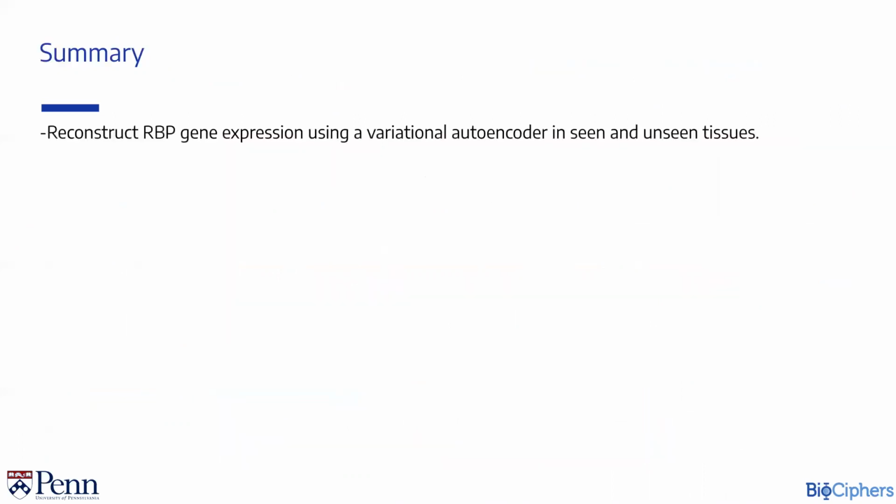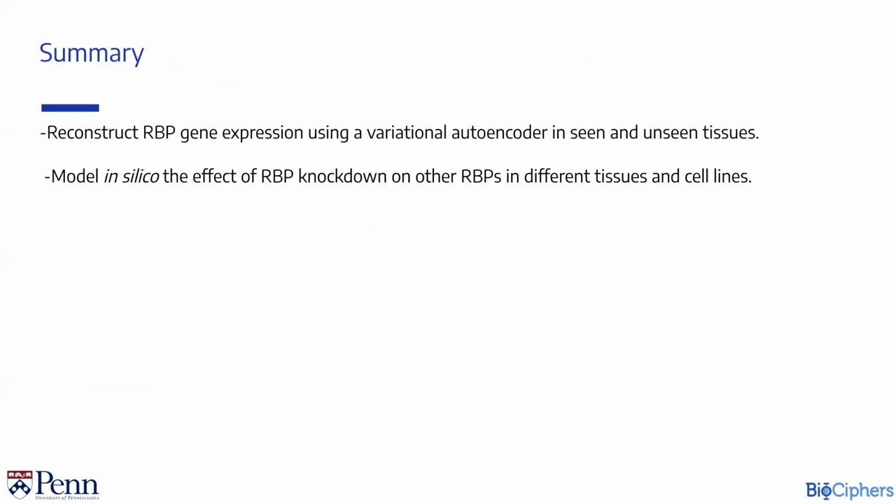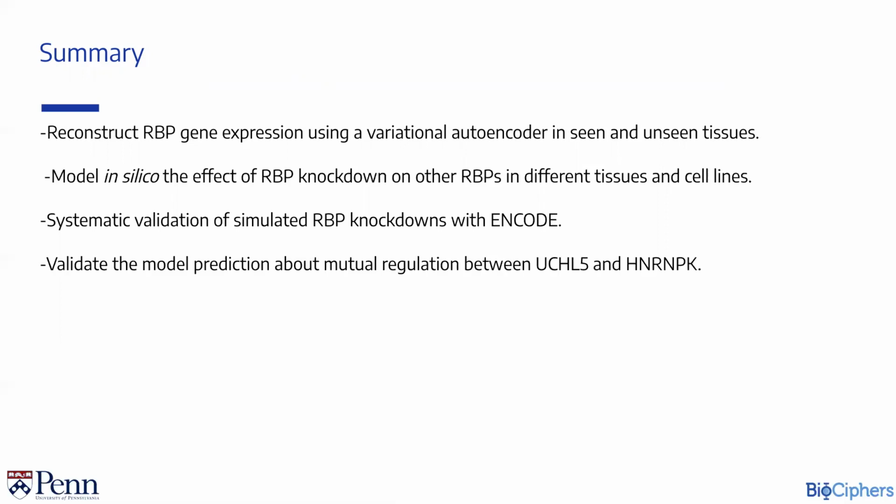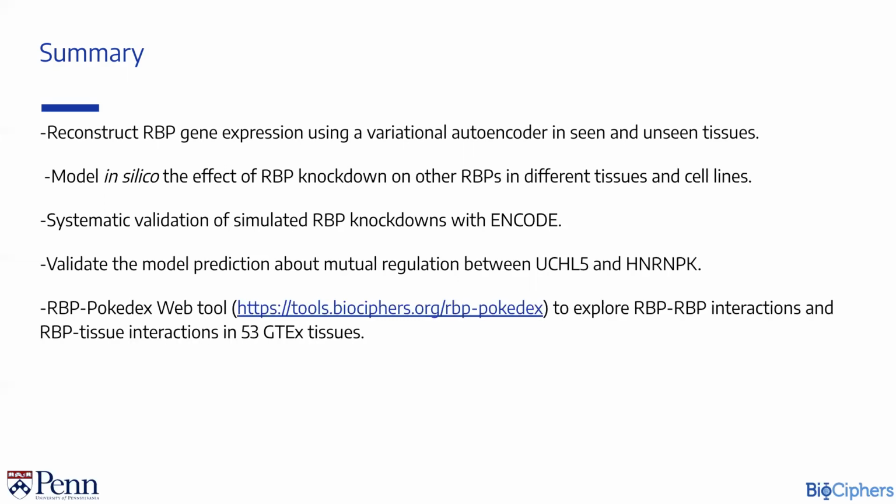In summary, we show that we can reconstruct RBP gene expression using a variational autoencoder in seen and unseen tissues. Using this VAE, we can model the effect of an RBP's knockdown on other RBPs in silico and in an unsupervised manner. Furthermore, we can show that our model finds real RBP targets through systematic evaluation with large-scale RBP knockdown evidence in form of RNA-seq and CLIP from ENCODE, and through individual validation, we show possibly cooperative regulation between UCHL5 and HNRNPK. Finally, we provide RBP-Pokedex as a tool to the RNA community. It can be used to explore RBP interactions across 53 GTEx tissues and generate RBP regulatory hypotheses.